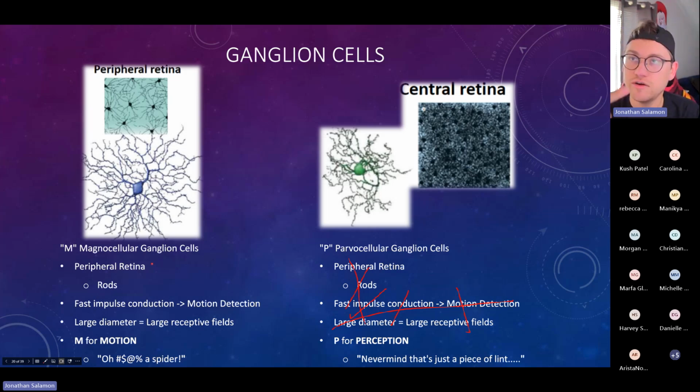This is an evolutionary thing. A person who responds to something moving in from their peripheral vision faster is more likely to not be eaten by a lion, right? And that's kind of the big thing. So M for motion, it's like when out of the corner of your eye you see something, you think it's a spider, you jump back, right? And then you look at it, and then you're thinking about what it is. Never mind, it's just a piece of drying lint, right? That is, you're using your P ganglion cells.